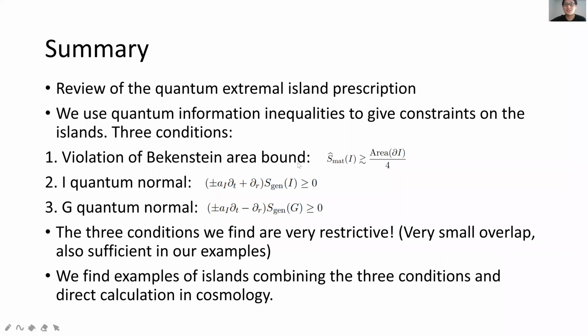Okay, this is a summary slide. I first reviewed the black hole information paradox and the quantum extremal island prescription. Then we used quantum information inequalities to give constraints on the existence of islands. There are 3 conditions, and these 3 conditions are very restrictive. They give very small overlaps and are also sufficient in our examples in cosmology. And finally, we use them to find examples, combining the constraints and also checking directly that there is an island. Okay, so that's it for my talk. Thanks.